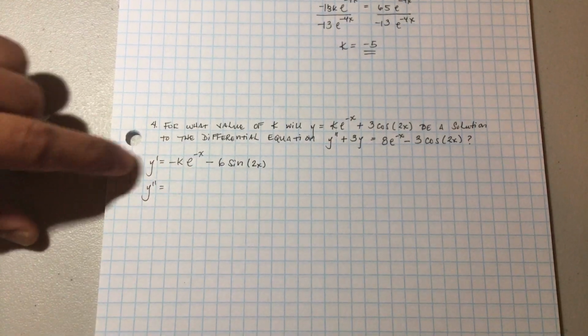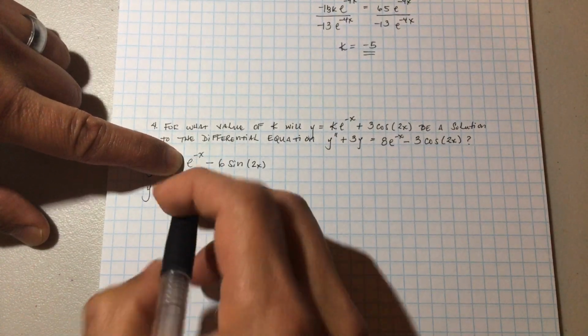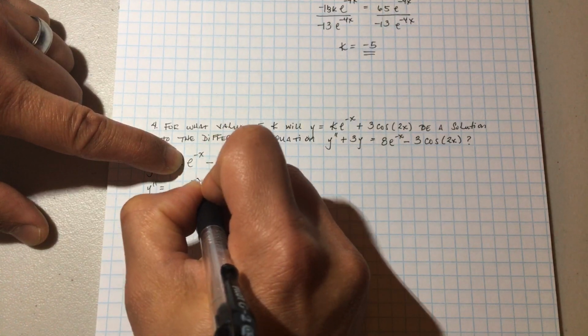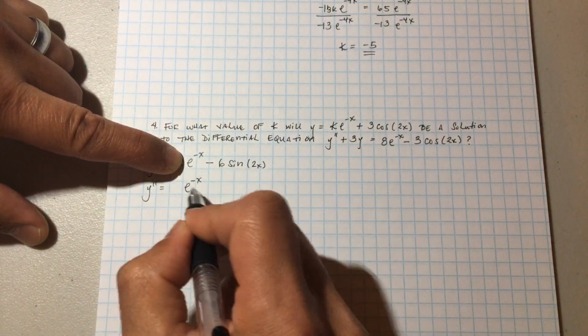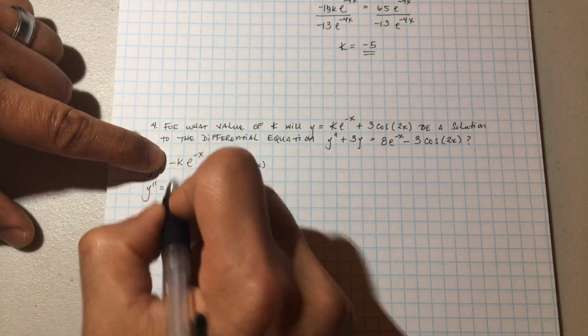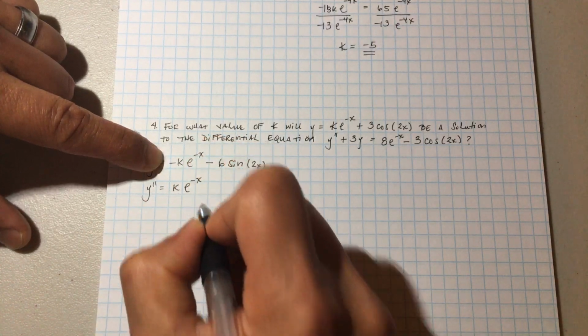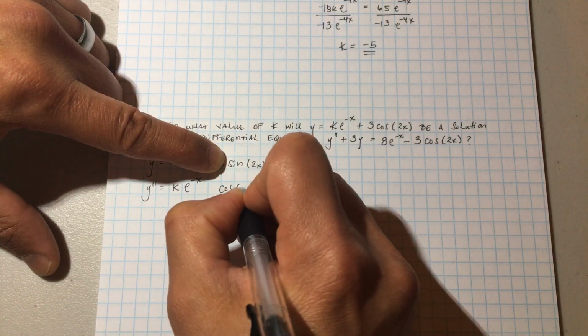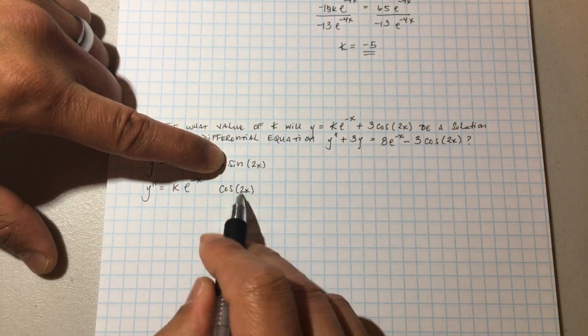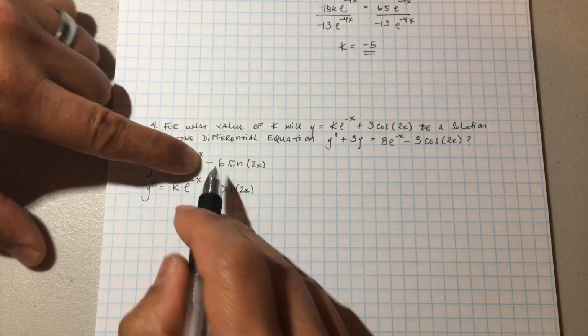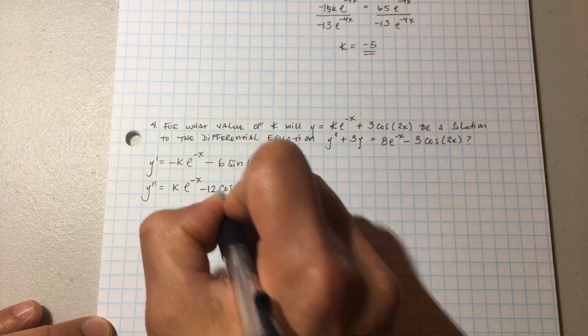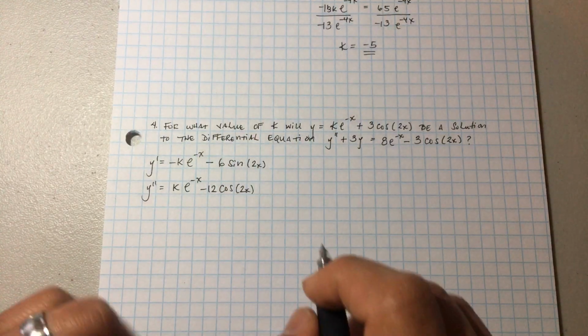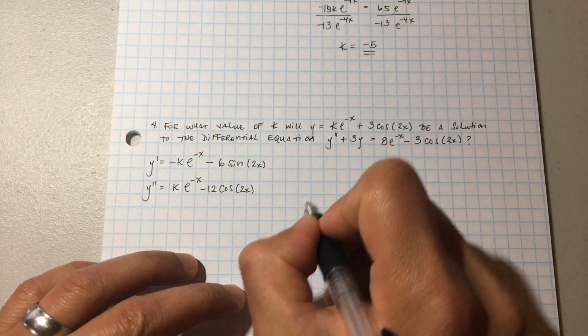Now the second derivative, same thing. Cover up the negative k. e to the negative x is e to the negative x, times the derivative of negative x, which is negative 1, times the negative k gives you a positive k. The derivative of sine is cosine of 2x, times the derivative of 2x, that's 2. 2 times negative 6 gives you negative 12. All right, I got my second derivative. I'm going to plug it in there.